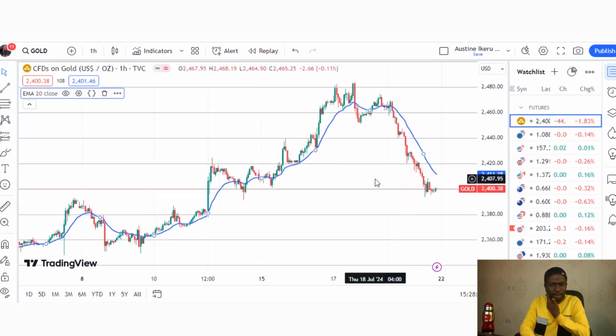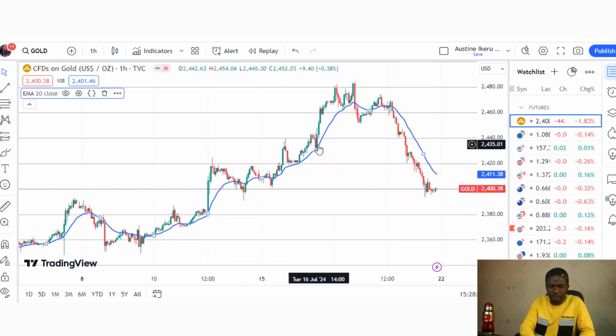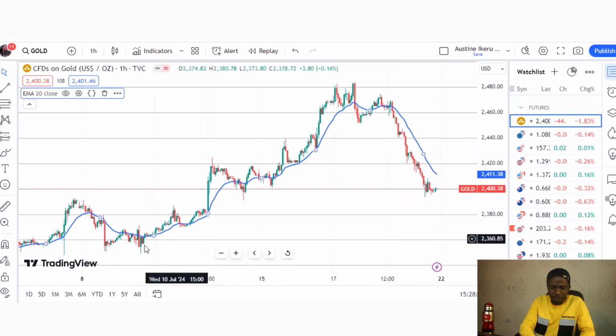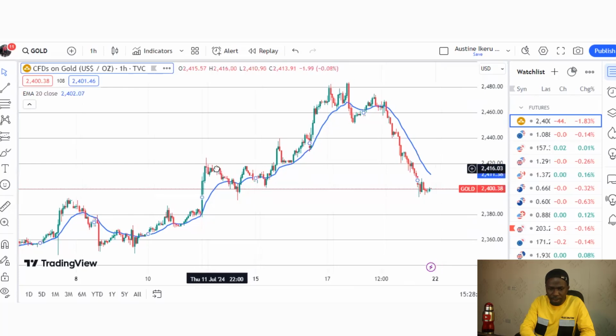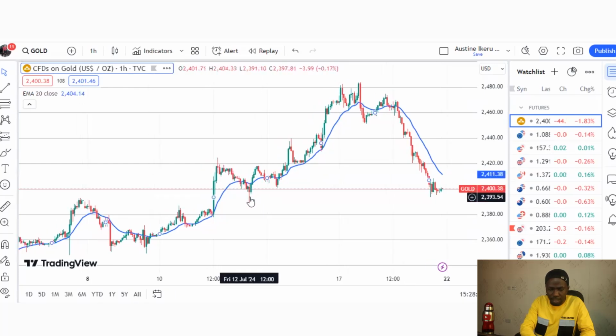So now this is the moving average, right? So if you watch, you see that for the fact that the market is in an uptrend, the moving average is holding on to the price, right? Here you can see that the price crossed below the moving average and then returned up. Again, price crossed below the moving average and then returned up.